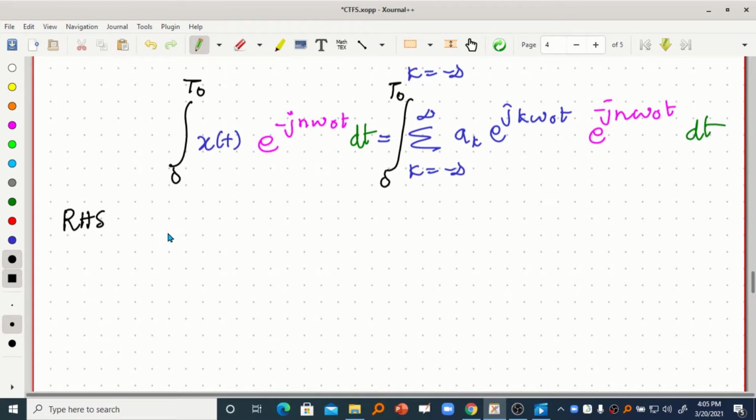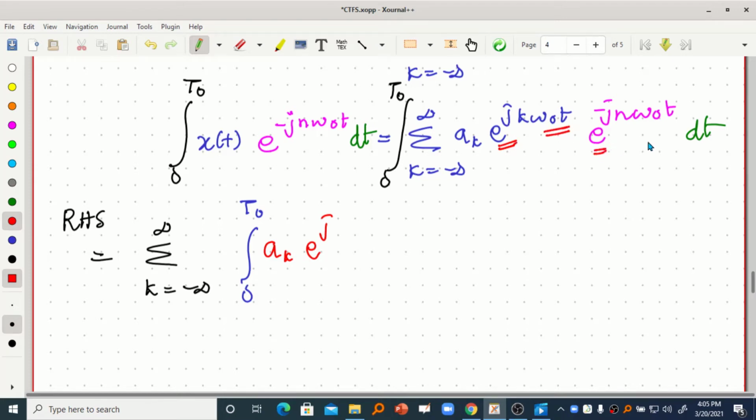So first step, I am going to interchange the integration and summation. I will take the summation outside, k equal to minus infinity to plus infinity, and I will take the integration inside, 0 to T0. And what are the terms there? a_k into e^(jkω0t), and here also e^(-jnω0t) is there, with k and n. If I combine them together, I can write j(k minus n)ω0t dt.